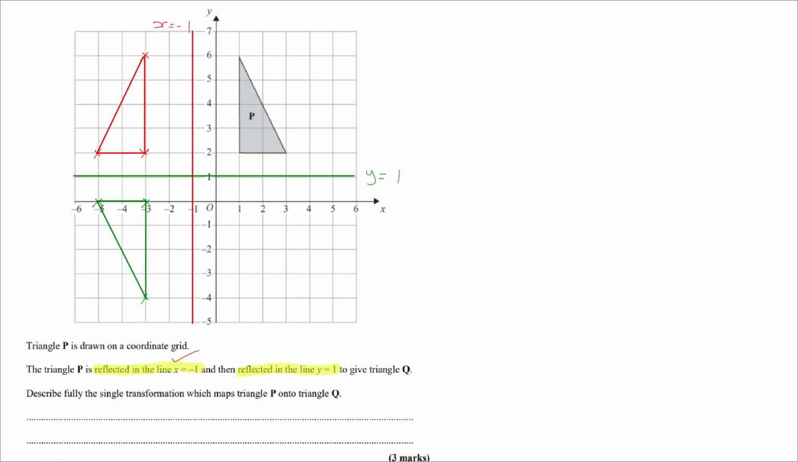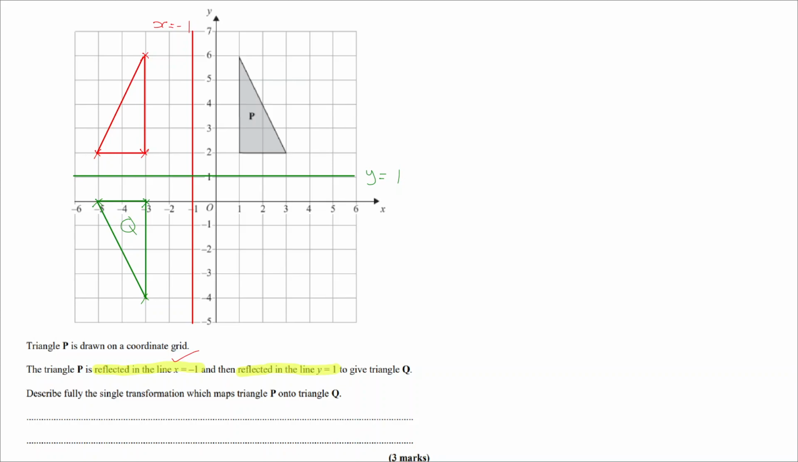Okay, so now I've done the first reflection in the line x equals -1 to get this red shape here, and then reflected this red shape along the line y equals 1 to give me this green shape, which is now my new triangle Q. So let's draw this in here and label it Q.